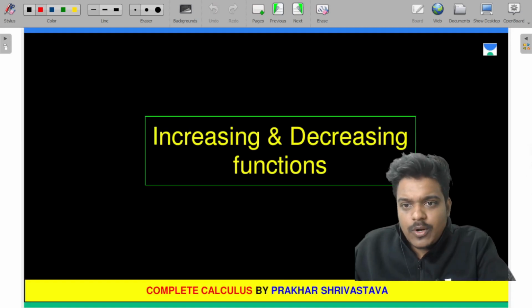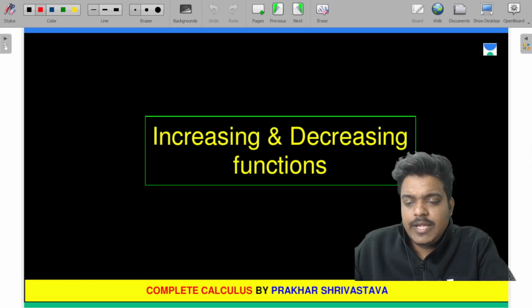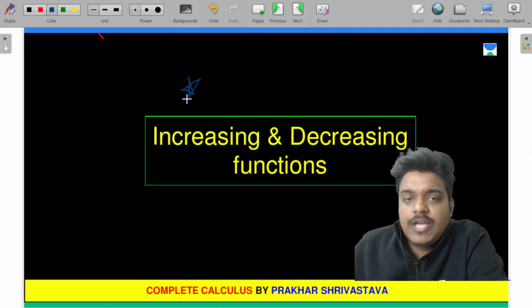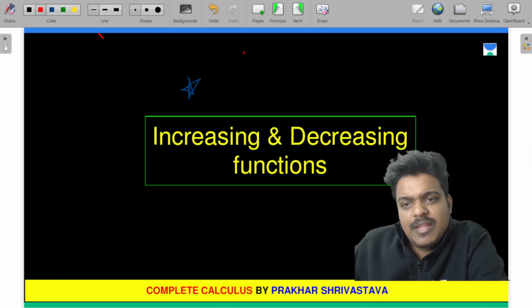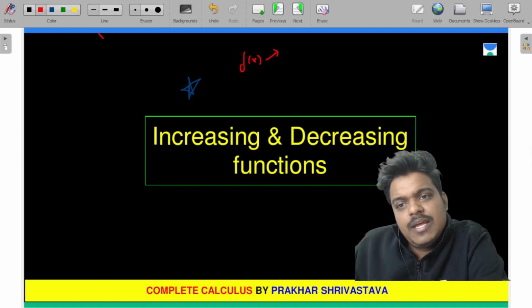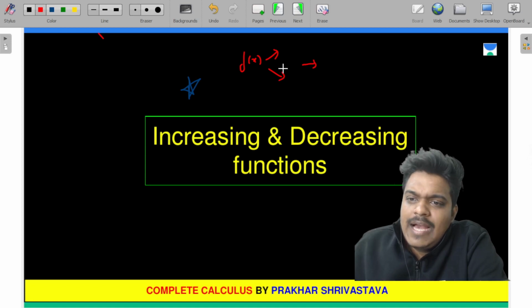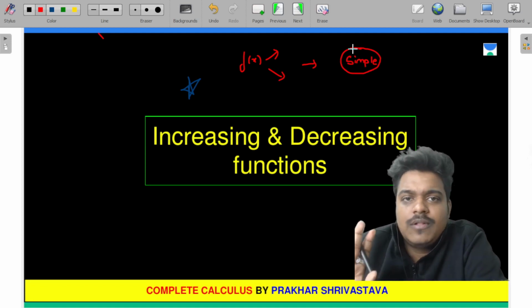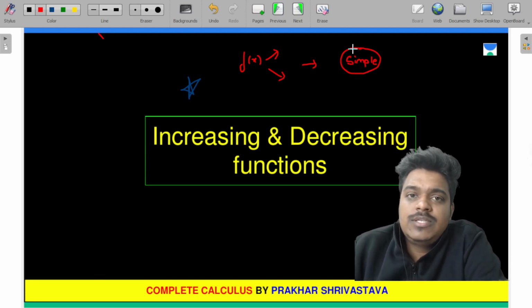So the next topic that we are going to discuss is increasing and decreasing functions. See, this is one of the starred applications of derivatives, where you have to find out whether the function is increasing, decreasing or constant. Such problems are quite simple and direct, and you know how to solve them. There are no special types of problems in this case.